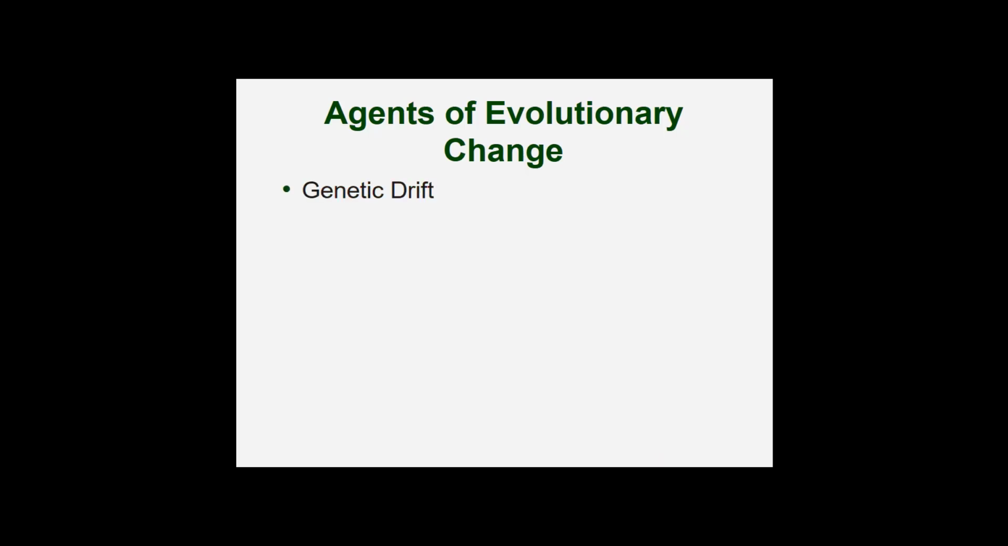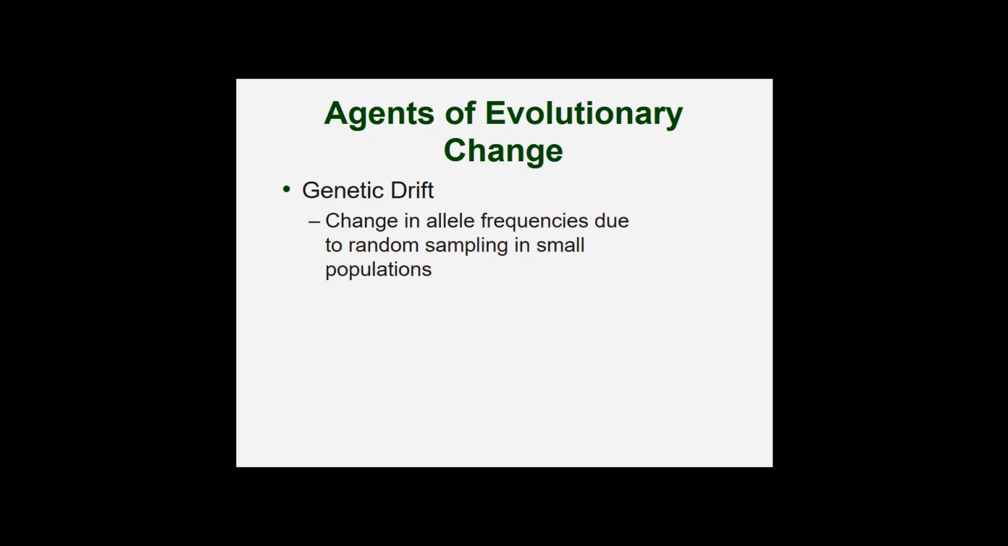Now, we get to this idea of genetic drift. This is the third agent of evolutionary change. And genetic drift is really due to random effects. So when we have random effects that cause a population to become very small, at least the founding population to be very small, we get random selection of individuals that pass those traits on. And that is our idea of genetic drift.